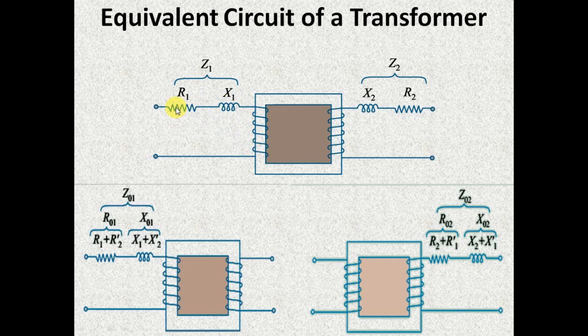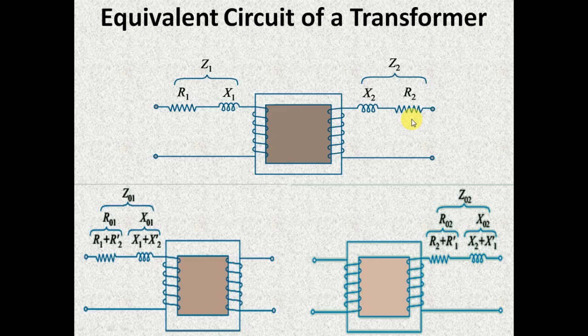If you see in this figure, this R1 and X1 is indicating the resistance and leakage reactance of the primary winding. Similarly, this R2 and X2 is indicating the resistance and leakage reactance of the secondary winding. This R1 and X1 together comprise the primary impedance, and this R2 and X2 together comprise the secondary winding's impedance, which is represented as Z2.